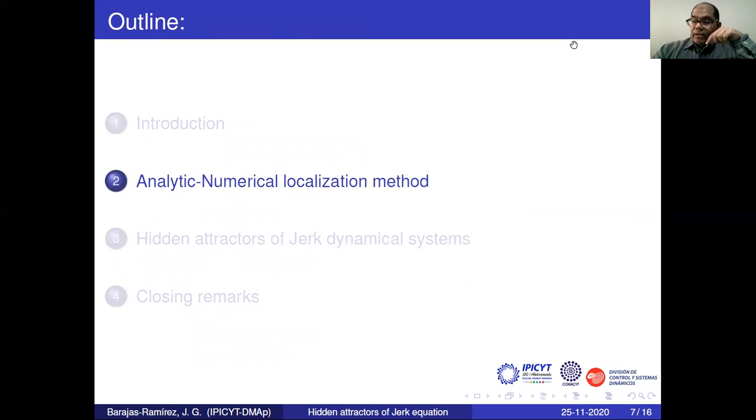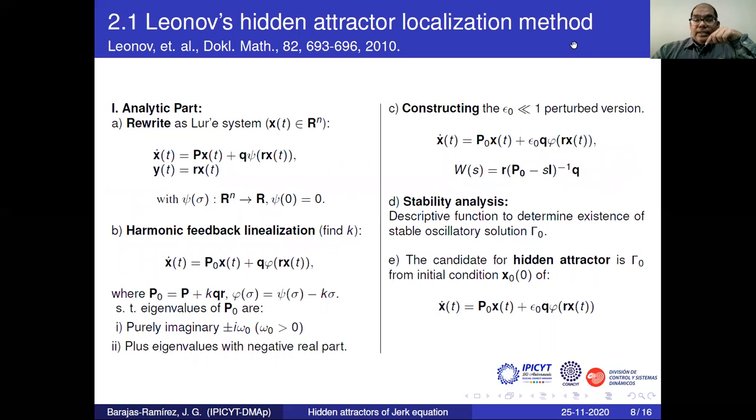Then the analytical numerical method proposed by Leonov to identify hidden attractors starts with the idea of rewriting the original system as a Lur'e system, where you have a linear part plus a static nonlinear component that can be seen as the nonlinearity in the input.